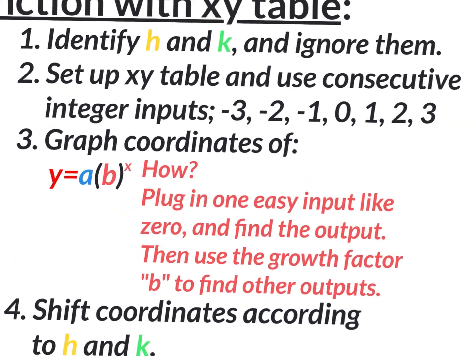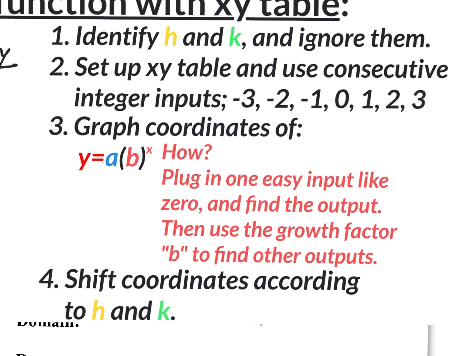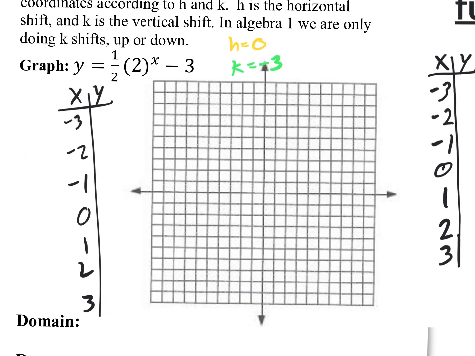But then again, it says ignore your h and k. Identify h and k and then ignore them. And then you plug in one easy number like 0. So check it out. We're going to plug in the easy number like 0. And again, we are ignoring the k value of -3. We are pretending it's not there. Okay? So if I pretend it's not there, when I plug in 0, what's 2 to the 0? 1. And what is 1 times half?